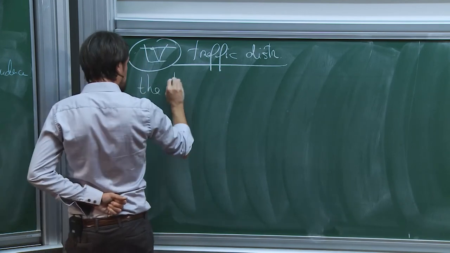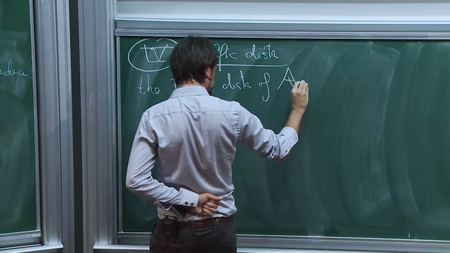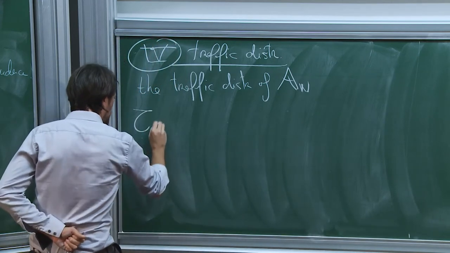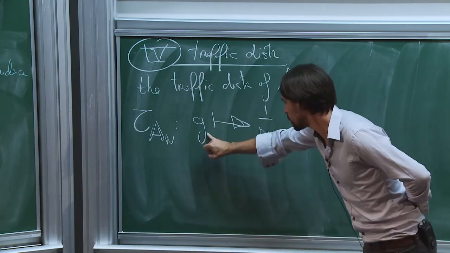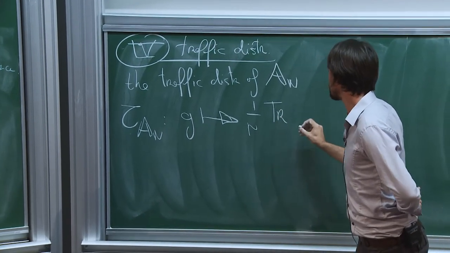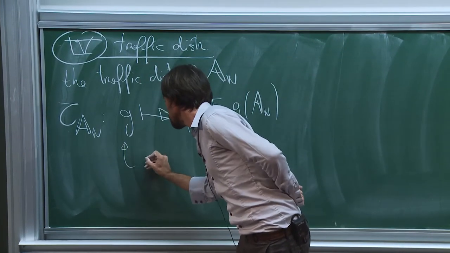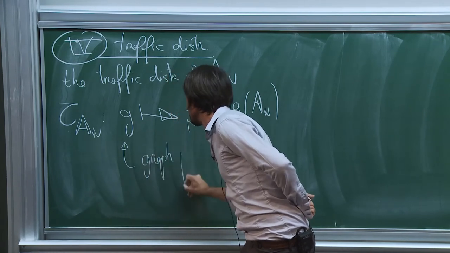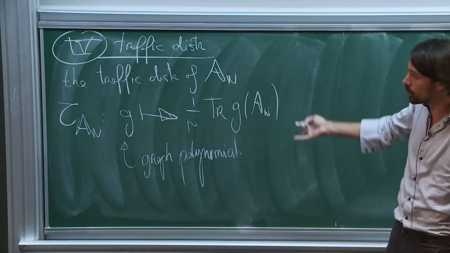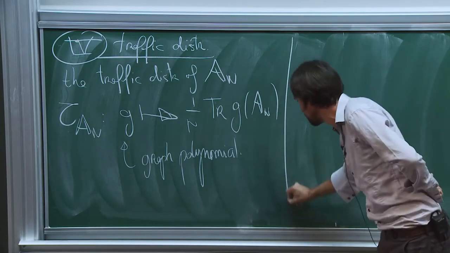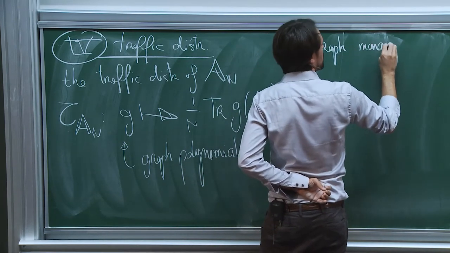So the traffic distribution of A_N, as I announced, is the data of a map which for a given function g gives 1 over N, the trace of g in A_N. And there, g is called a graph polynomial. And this is exactly what I'm going to define. What is a graph polynomial? And what is the meaning of g of A_N? And now I'm going to define first a monomial.